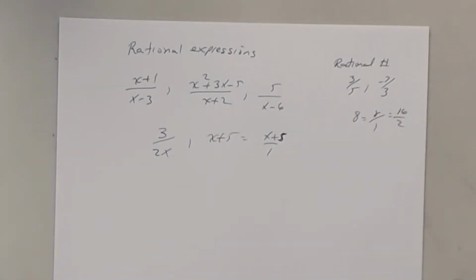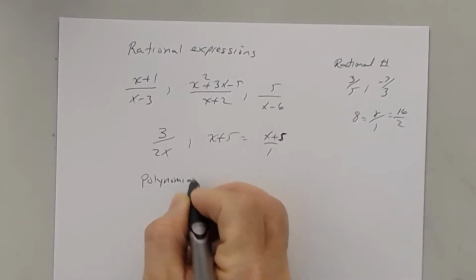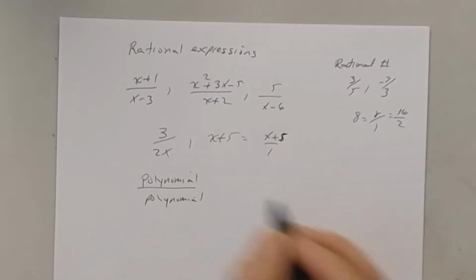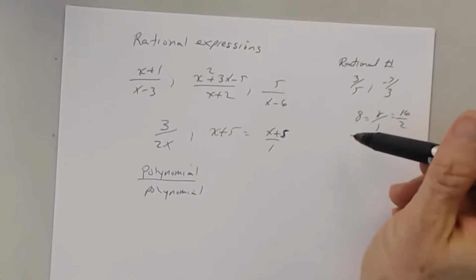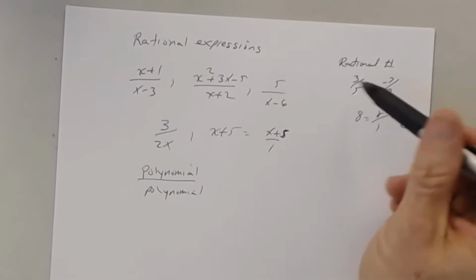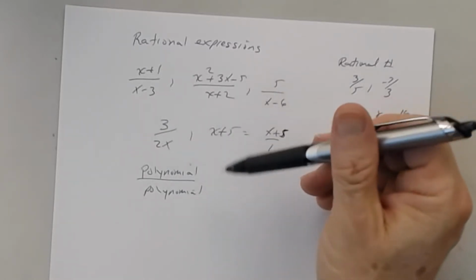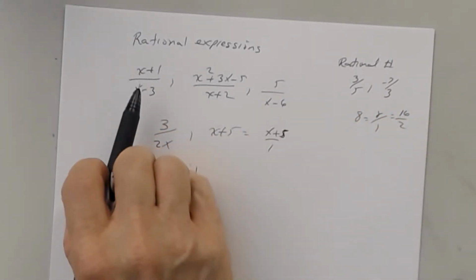Now, the true definition of rational expression is this. A rational expression is a polynomial divided by a polynomial. So when we talked about a rational number, we said that the numerator and the denominator were integers. For a rational expression, the numerator and the denominator are polynomials. So all these are polynomials.